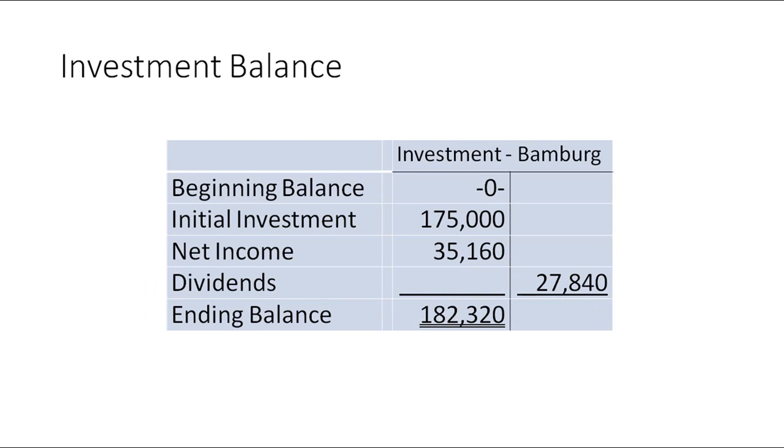This is something that you need to become familiar with doing. I know that you can do a T account, but we're going to do an investment summary from here on out. We want to know what makes up the balance in the investment account. In this instance, we started with 0 because we bought the investment on March 31st. We had our initial investment. We increase our investment by our pro rata share of income and reduce it by the dividends that we've received, giving us an ending balance of $182,320. And this is going to be the balance that's reported in the investment section on our balance sheet.